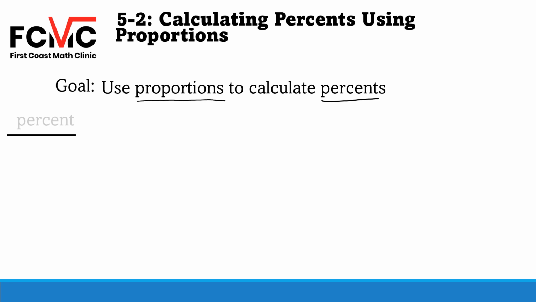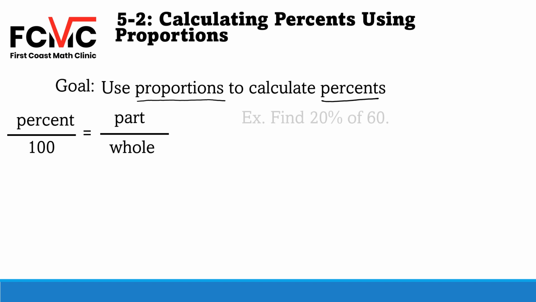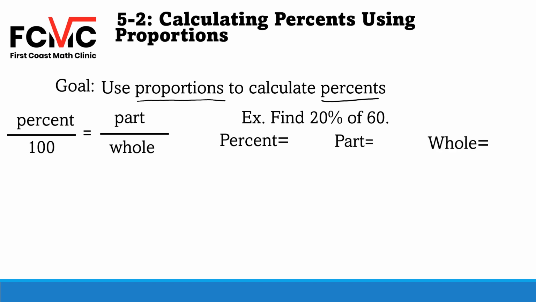And the way we're going to set up our proportion is we've got our percent out of 100. We know any percent is a value out of 100 equals our part out of our whole. All right, so these are the ratios we're setting. Percent out of 100 equals part out of a whole. And our example is going to be, we want to find 20% of 60. So we've got our percent, our part, and our whole.